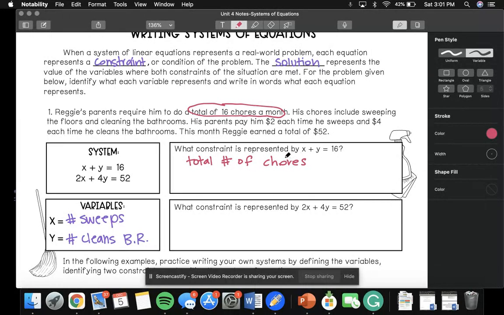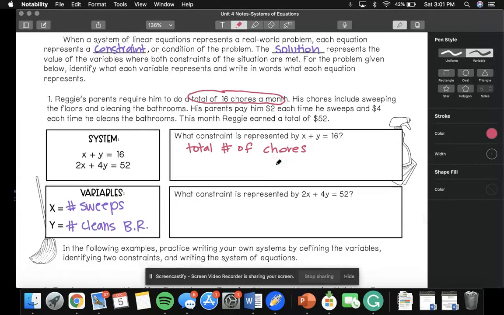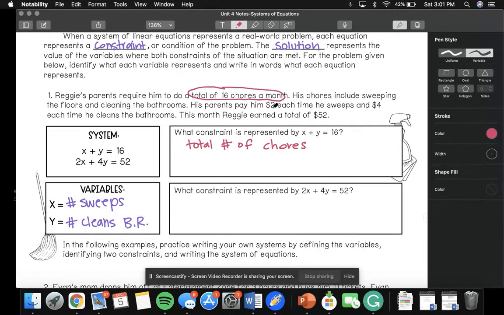Then the other equation is 2x plus 4y equaling 52. So in my story problem, I see he gets paid $2 every time he sweeps, $4 every time he cleans the bathroom, and he makes a total of $52. So this is representing the amount of money he earns completing his chores.